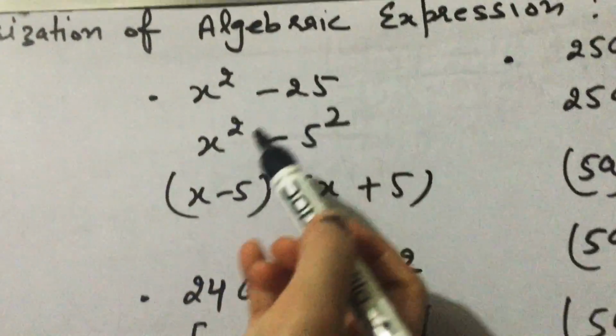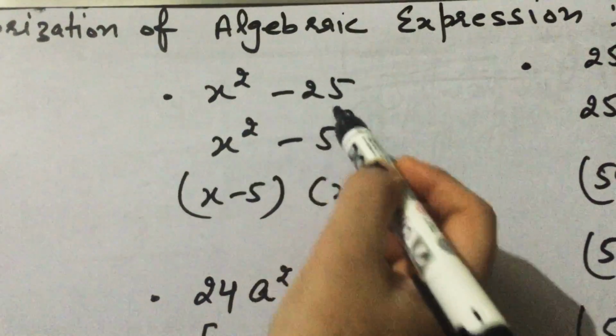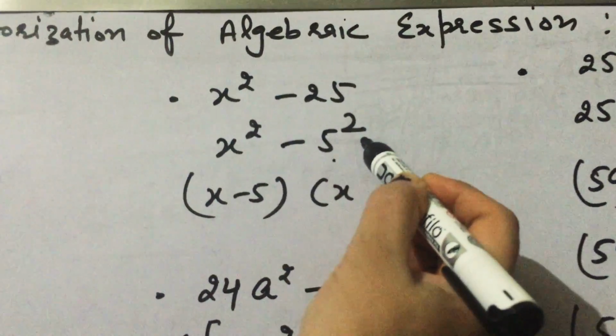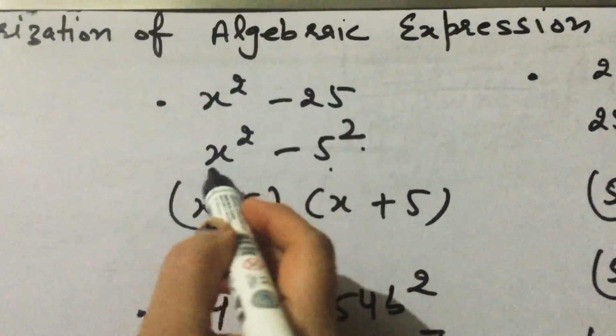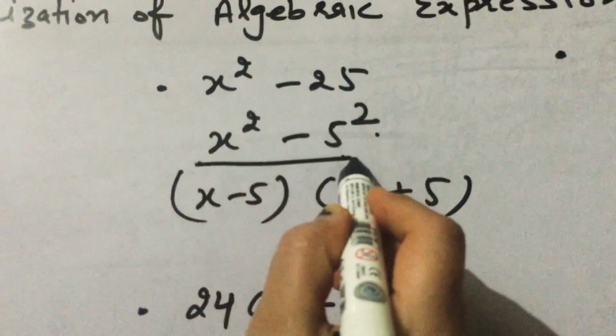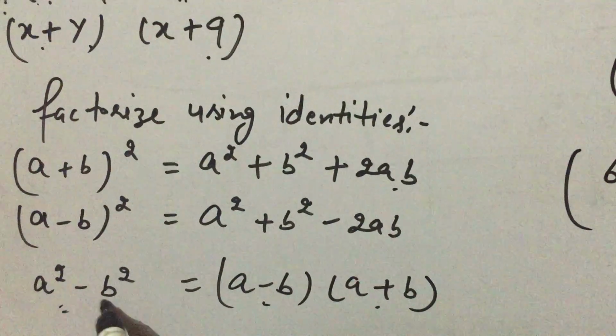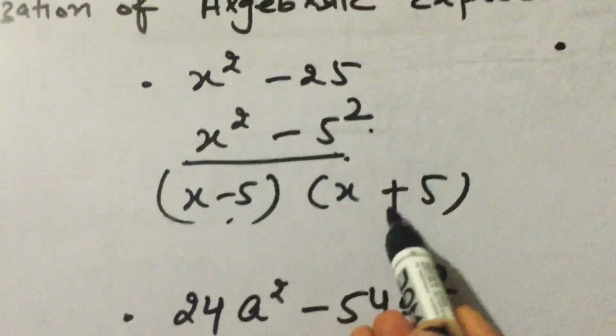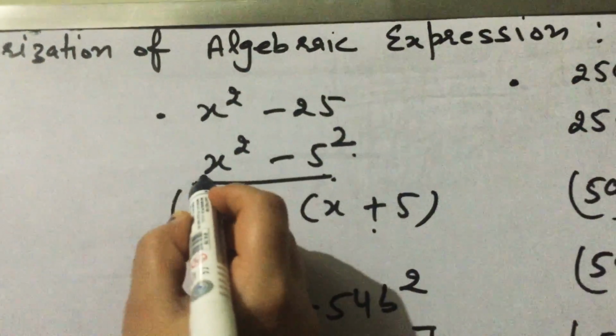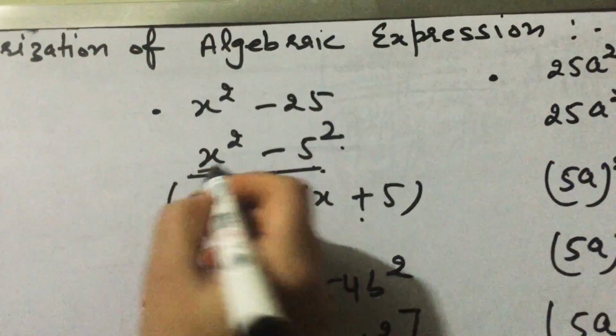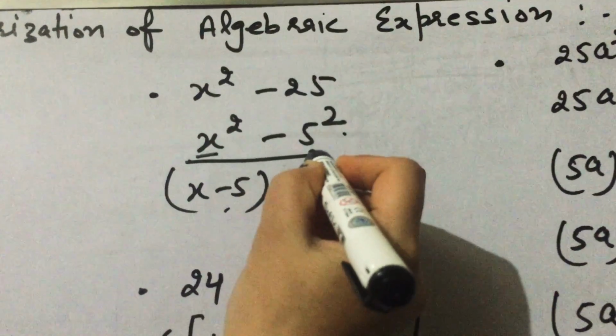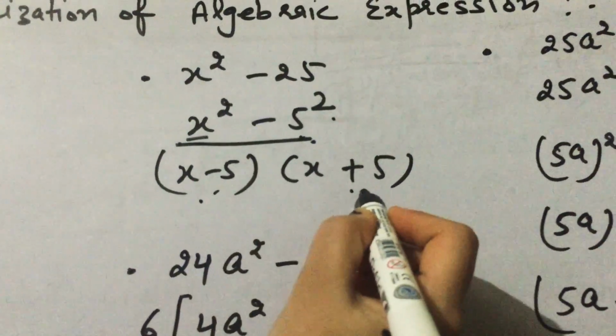X square minus 25. X square minus 25 we can write as x square minus 5 raised to power 2. 5 5s are 25. So it is in the form of a square minus b square. So we have to apply the identity: a square minus b square equals a minus b, a plus b. In the place of a, x is here. In the place of b, 5 is here. So x minus 5, x plus 5.